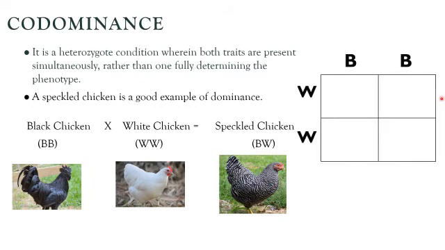So how does it happen? They did not produce gray color, but this speckled chicken shows the traits of the two parents, which are black and white color. So that is what we call codominance.